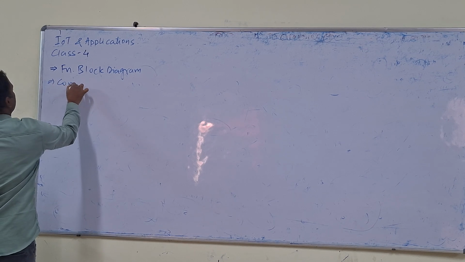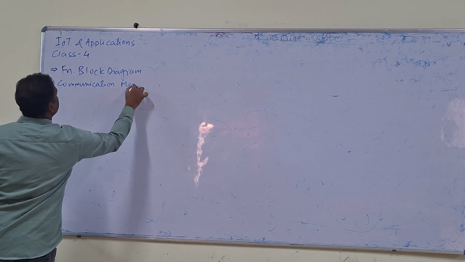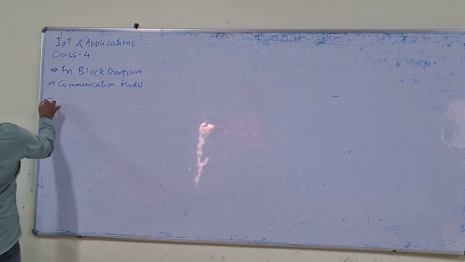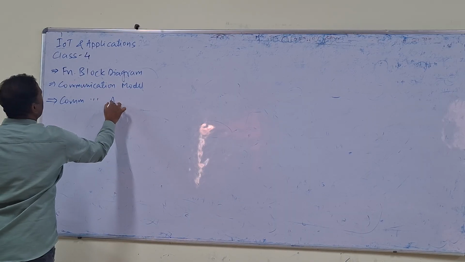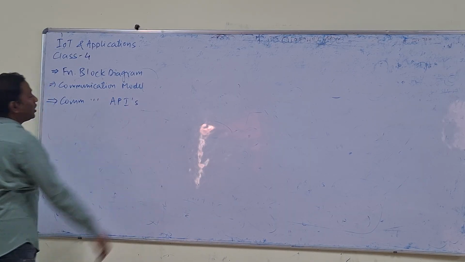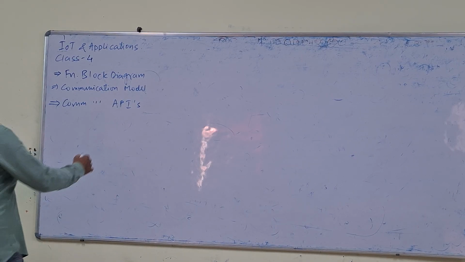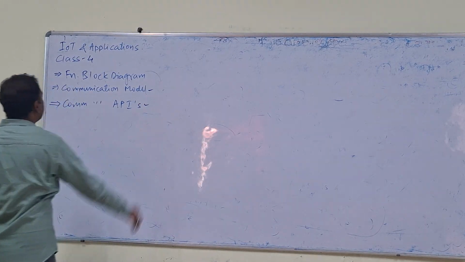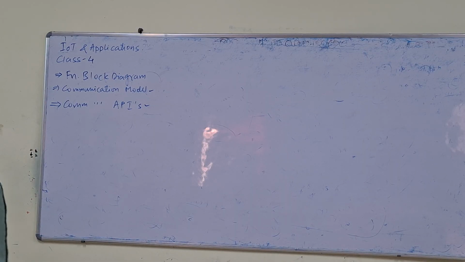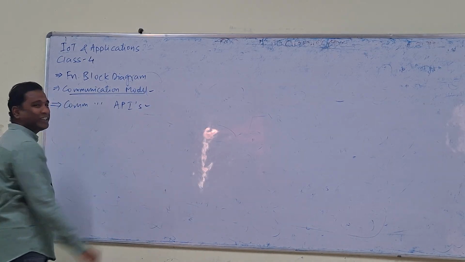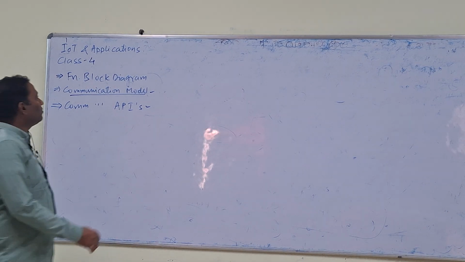Second one is the communication models of IoT. Then we have communication APIs, application programming interface. So today let us see communication models. After that, if time permits, we will see communication APIs. In the last class, I have given you how many communication models there are. So let us start discussing one by one.